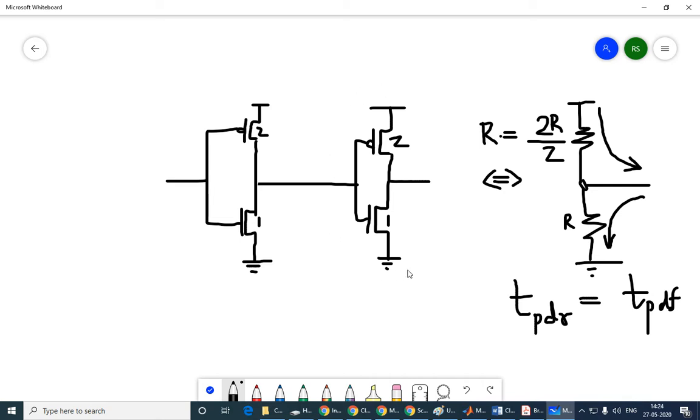The minimum size inverter is also this much. Not just any inverter, an inverter that satisfies this very nice condition that I have, which is rise time and fall time should be the same. So this is a special case. This particular inverter is also called a unit inverter.